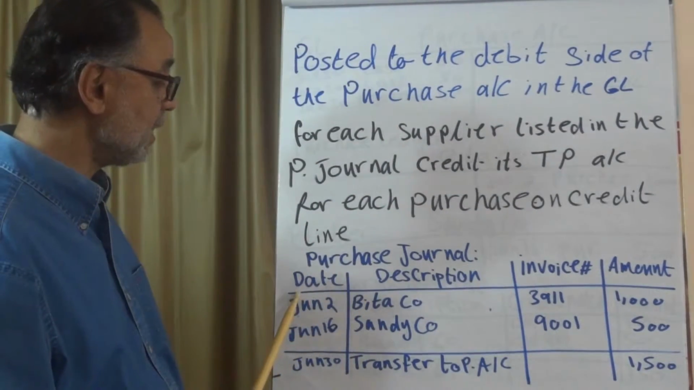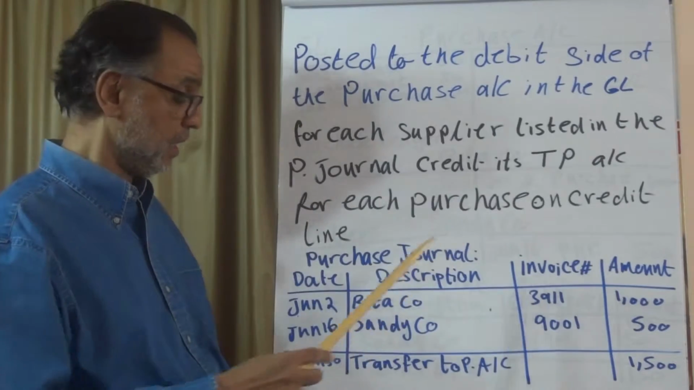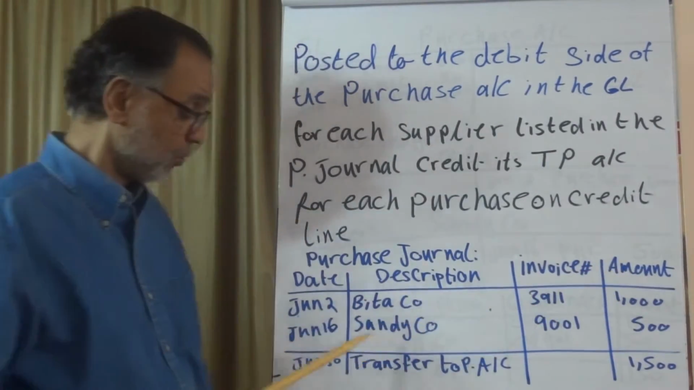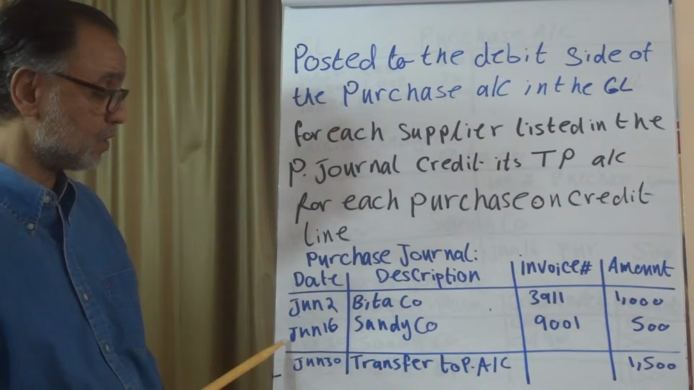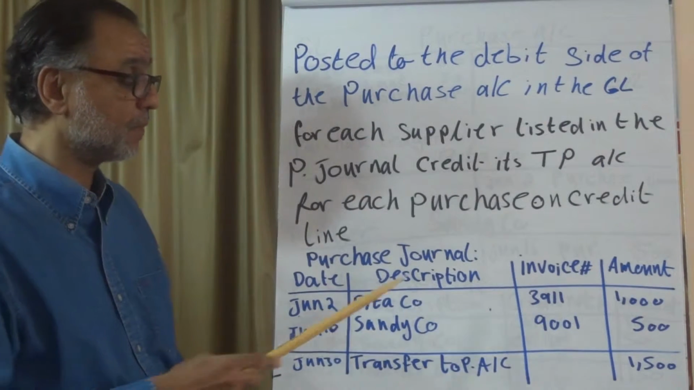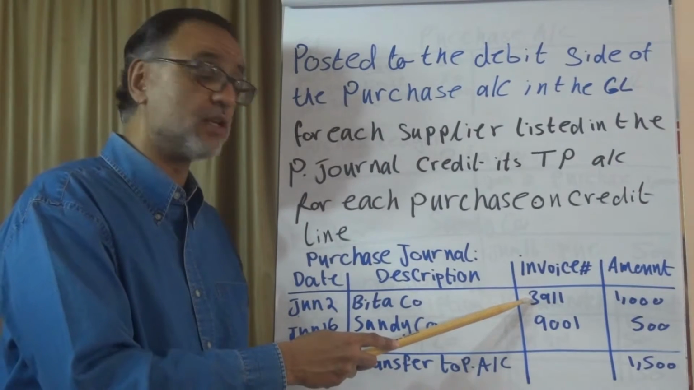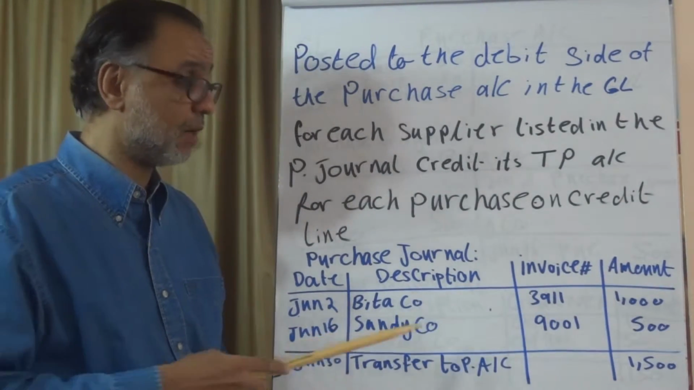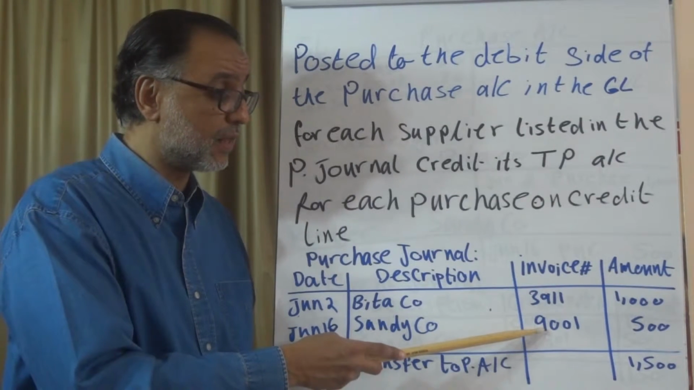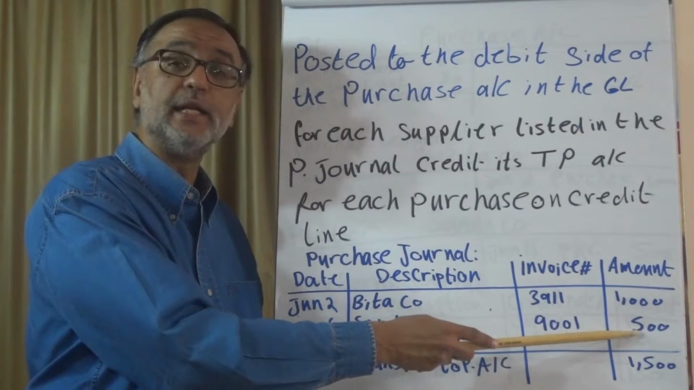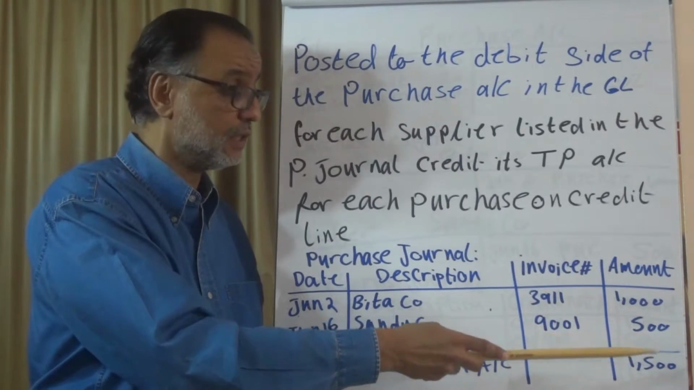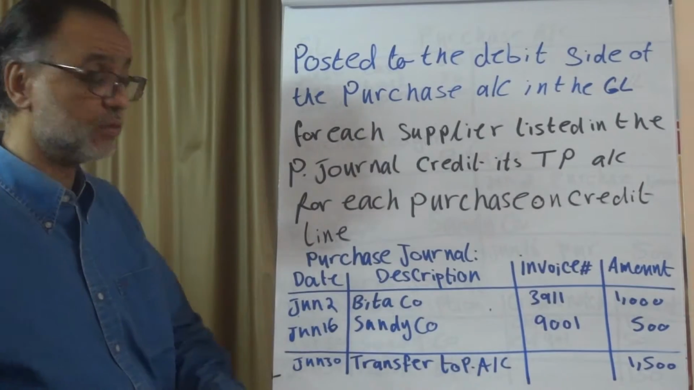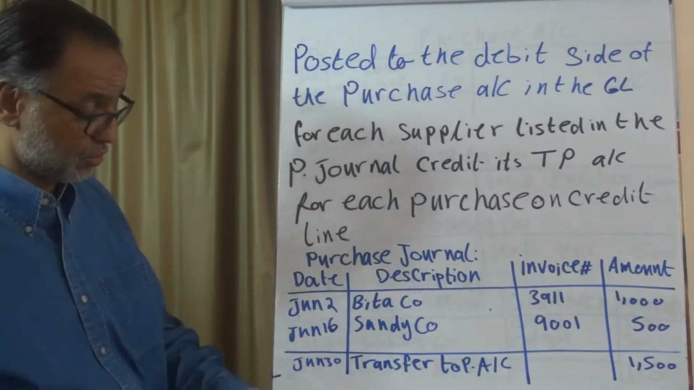Let's see this. This is an example of the purchase journal. We start with date, description, invoice number, and amount. We have two transactions, June 2nd and June 16. Beta Company invoice $1,000, and Sandy Company invoice number 9001 and purchase of $500. Total is $1,500. The $1,500 will be transferred to the purchase account in the general ledger.